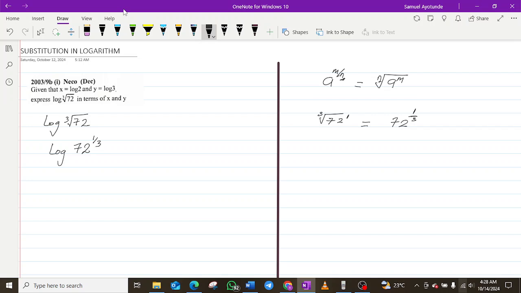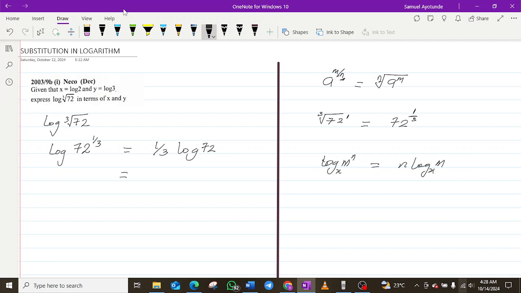So we can take the power to the coefficient. It's one of the laws of logarithm. We had the law that if we have log of m raised to power n, it is equal to n log m, base x. So if we apply that, we can have 1 over 3 log 72.